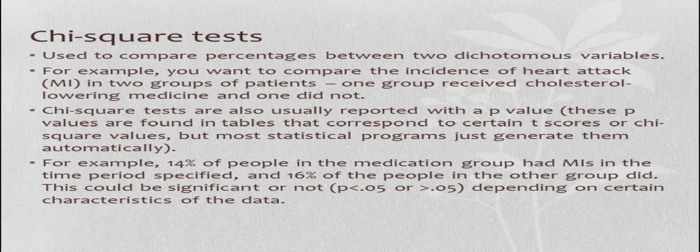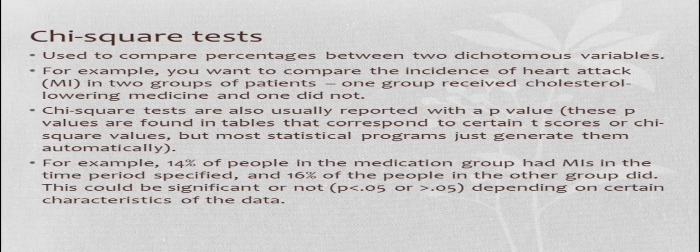So chi-square tests. By the way, I didn't actually calculate a t-test because it's such an enormous pain in the butt to do, but I just wanted to show you the formula. So chi-square tests are used to compare percentages between two dichotomous variables. Dichotomous variables are things like male, female.